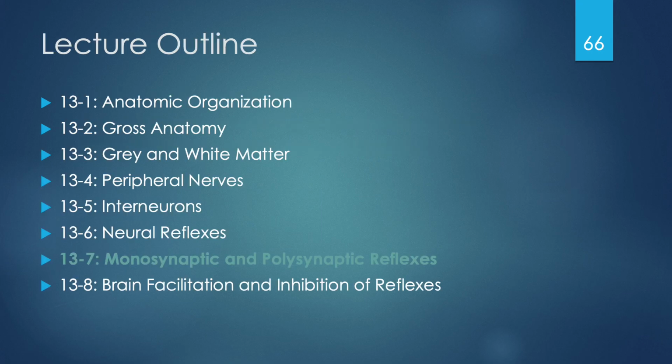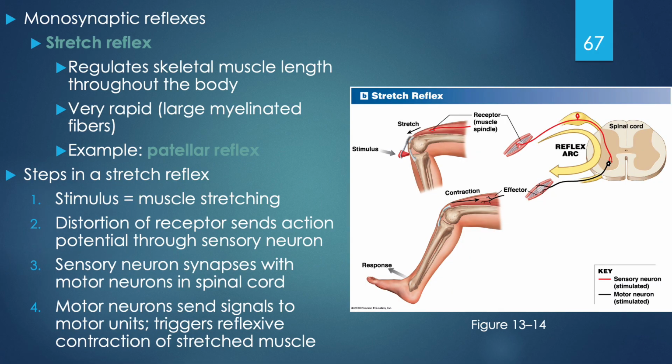Now let's look at monosynaptic and polysynaptic reflexes, section 13-7. One example of a monosynaptic reflex is the stretch reflex, which is best demonstrated by the patellar reflex, which you're probably already familiar with from going to the doctor's office as a child. In a stretch reflex, our skeletal muscle length is being regulated so it can either stretch or contract. This is a very quick reflex because it's taking advantage of large myelinated fibers, which are the fastest, as opposed to smaller myelinated fibers or unmyelinated fibers.